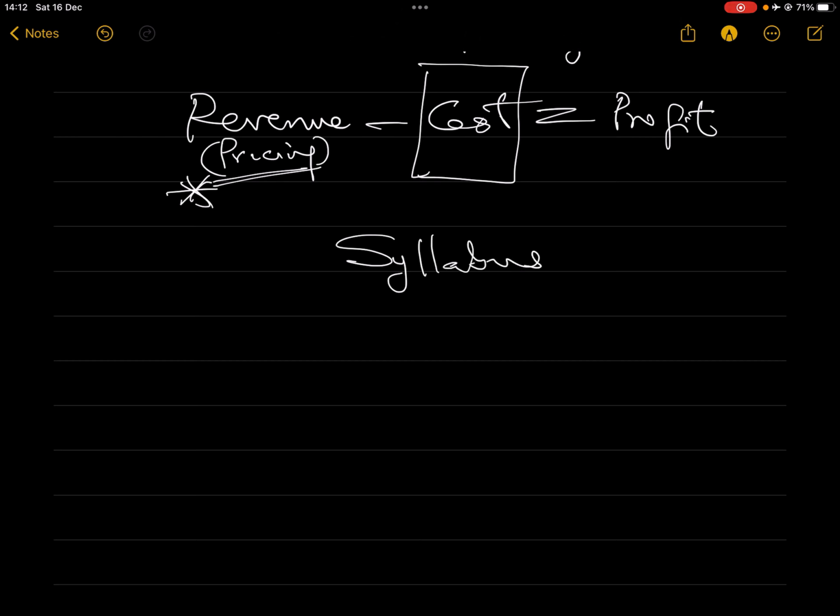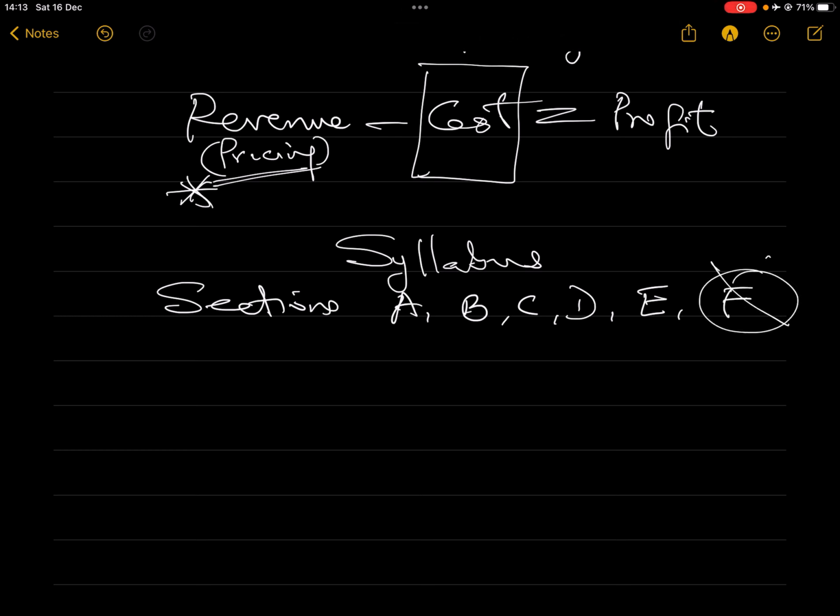So the syllabus is grouped into 5 sections. In fact, 6 actually, though we're going to focus on 5 sections: A, B, C, D, and E. There is F, but we're not looking at it in my video set. Usually that's not really important for the exam. So I'm going to focus on A, B, C, D, and E.